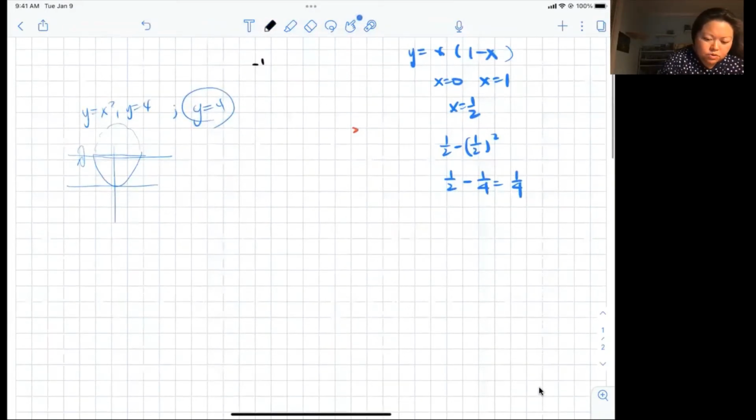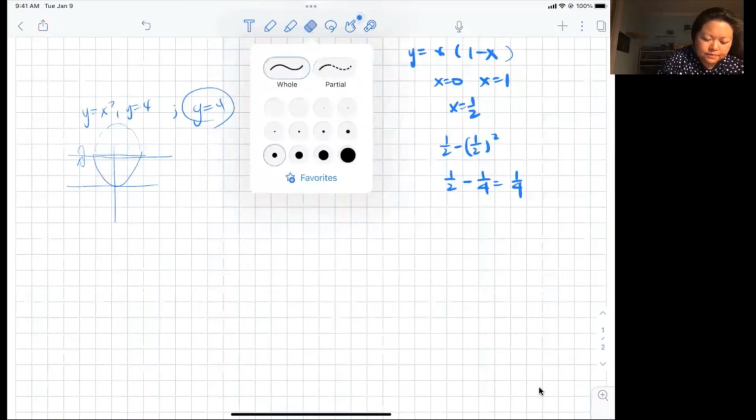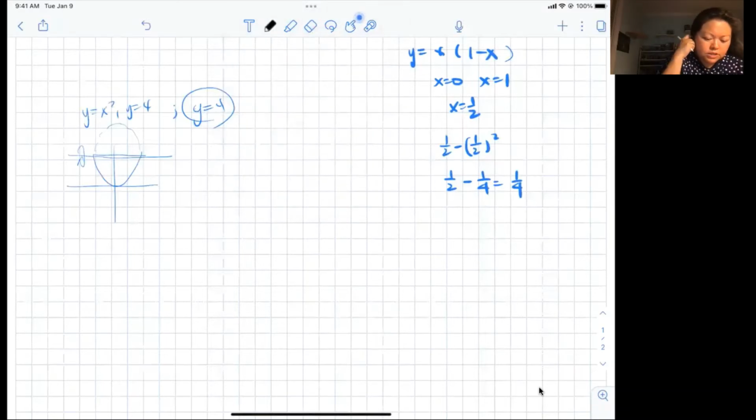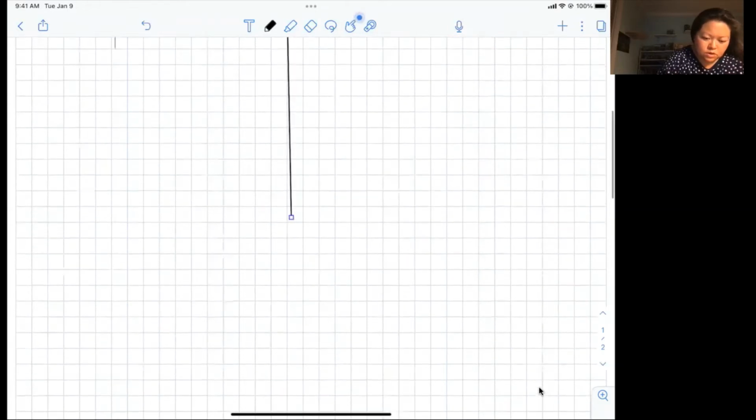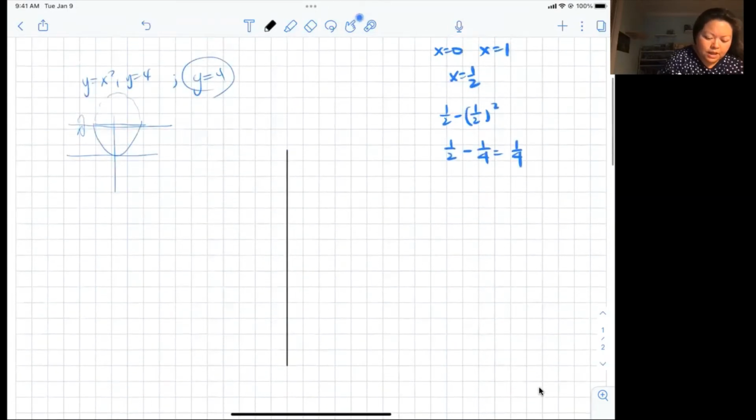Okay, so I'm going to draw my graph here. I am going to have my y-axis this way. Then my x-axis this way. Okay. 1, 2, 3, 4, 5. That's good enough for me to know what I'm doing. Okay. My y equals x squared. I need 0, 1, 1, 2, 4. So here's my parabola.